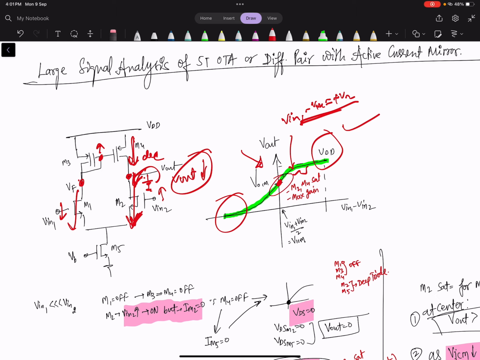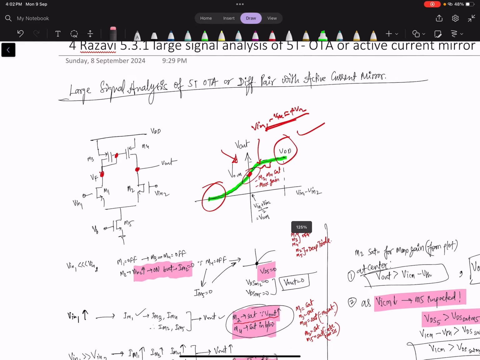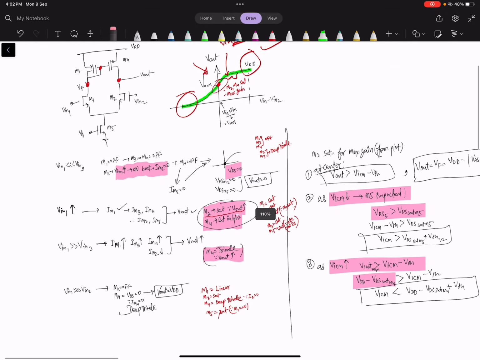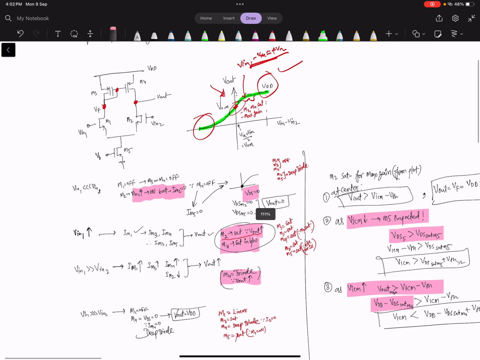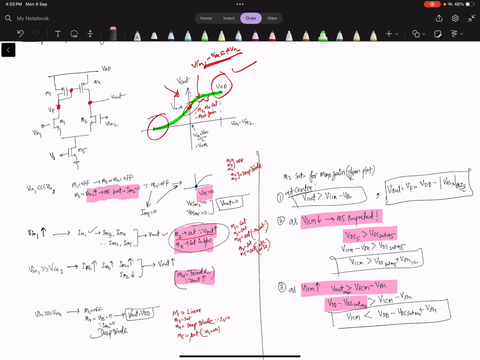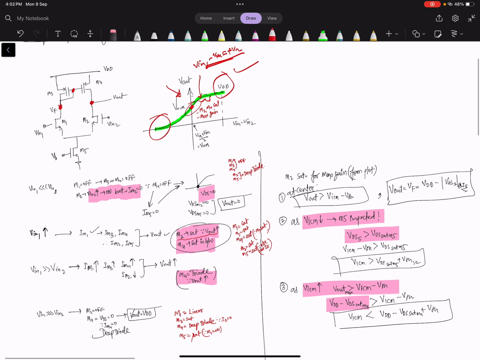Okay, so this is the basic analysis of the characteristics of the 5 transistor OTA. Now let's see the regions of operation and all that. Whatever I have mentioned, I have just written here in these notes, if you can see closely.